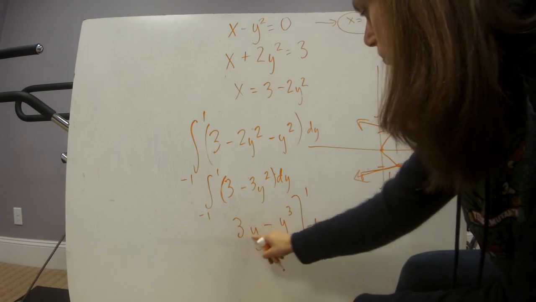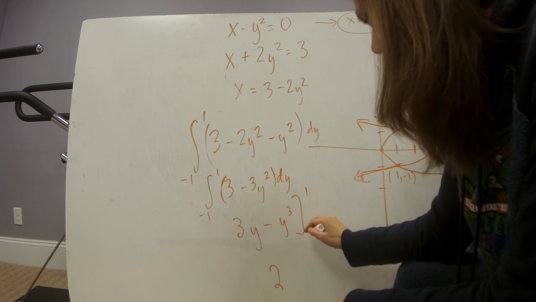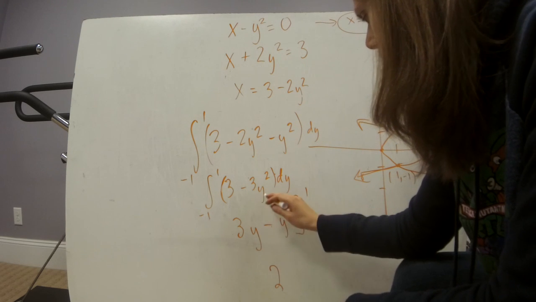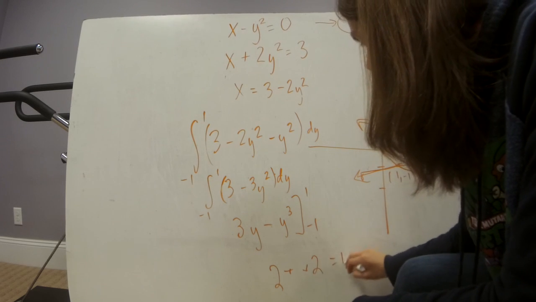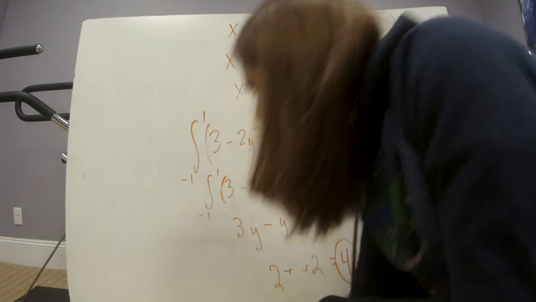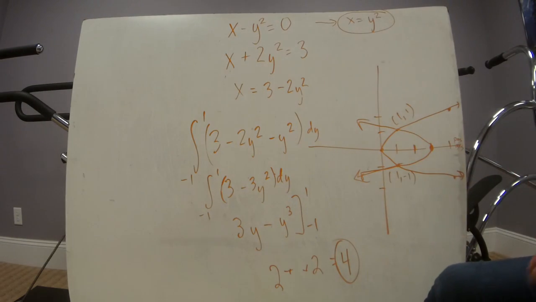Plug in 1 and I'm going to get 3 minus 1, which is 2. Plug in negative 1, I'm going to get negative 3 plus 1, which is negative 2. I subtract those and I get 4. Was that easy? Oh, it was. Except for the setup. It's gross, right?